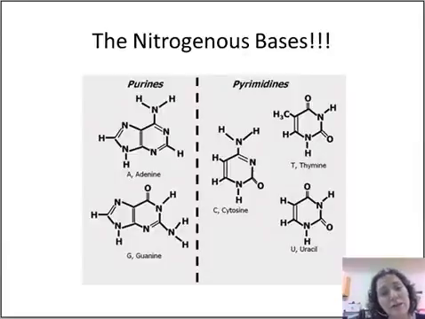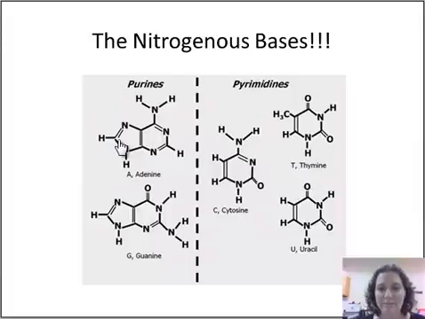Now there are 2 classes of nitrogenous bases. They're called either purines, and the purines are here, adenine and guanine, or pyrimidines, and the pyrimidines are here, and there are 3 types of pyrimidines. There's thymine, cytosine, or uracil. The purines, as you'll notice, are a 6-carbon and nitrogen ring fused to a 5-carbon and nitrogen ring. So it's 2 rings fused together, and adenine and guanine are those.